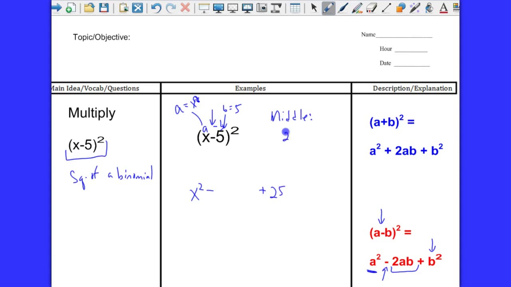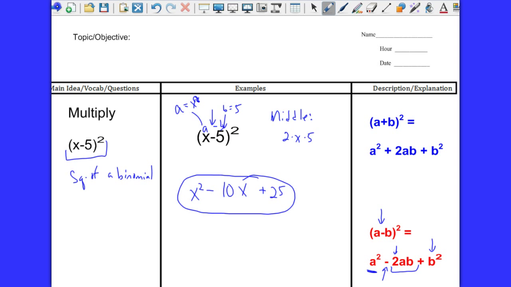The middle term is the number 2 times a, which in this case is x, times 5, which is b. So 2 times 5 is 10, and the middle term is 10x. See it? And that is actually the answer. You can multiply it out the long way if you want by going x minus 5 times x minus 5, but that's what it is. And it's great when you can see that pattern.